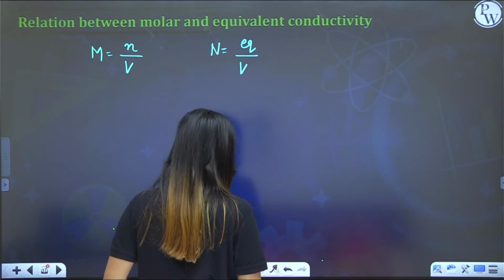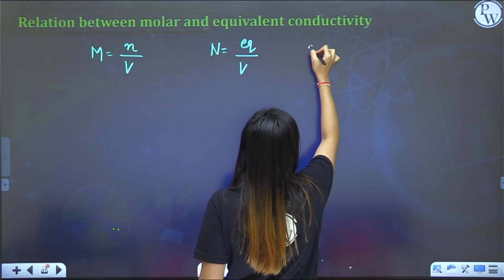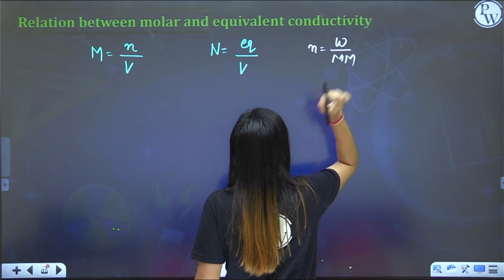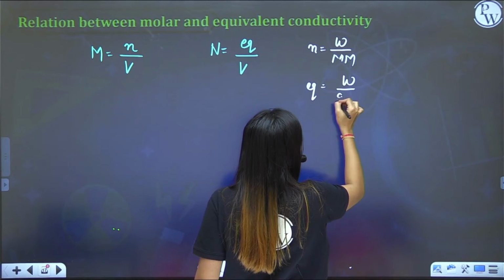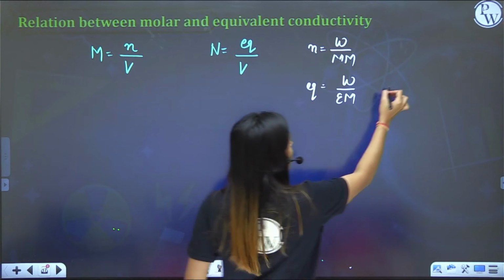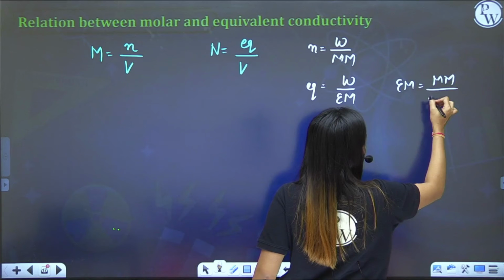Now you know that, my dear students, moles is given by given mass divided by the molar mass. You also need to understand that equivalents are given by given mass by the equivalent mass. What is equivalent mass? Your equivalent mass is actually equal to the molar mass upon n factor.